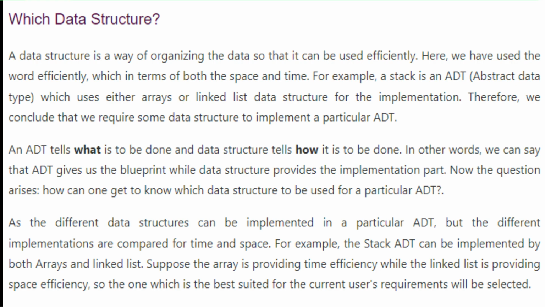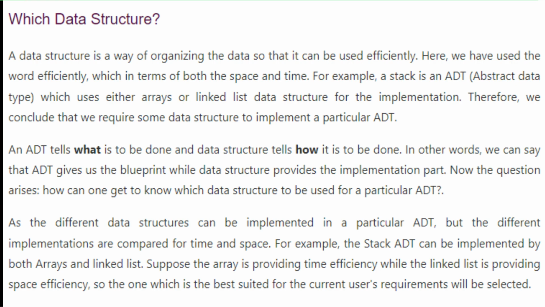Now the question arises, how can one get to know which data structure to use for a particular ADT? Again, ADT is nothing but the abstract data type. Different data structures can be used to implement a particular entity, but the different implementations are compared for time and space. For example, the stack entity can be implemented by both arrays and linked lists. Suppose the array provides time efficiency while the linked list provides space efficiency. So the one which is best suited for the current user requirement will be selected.